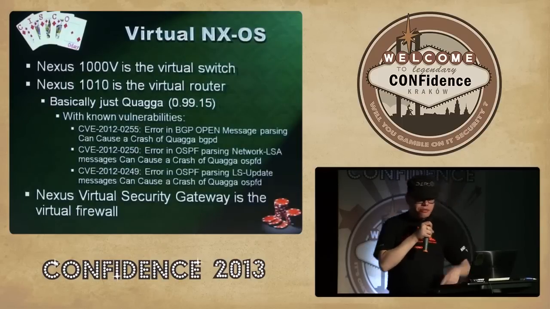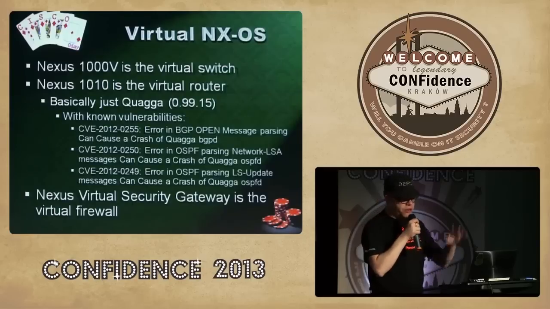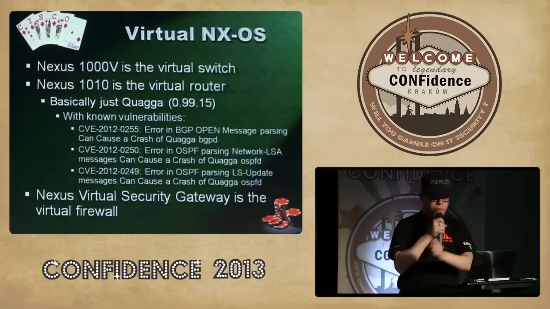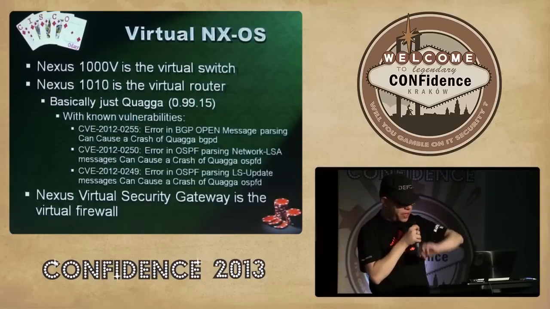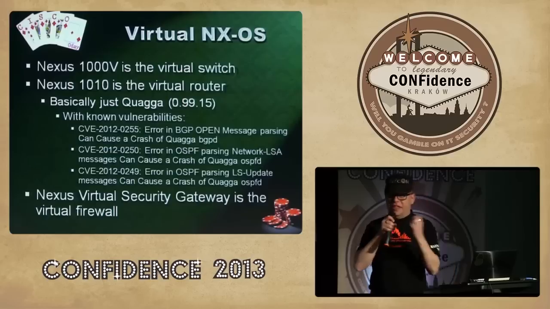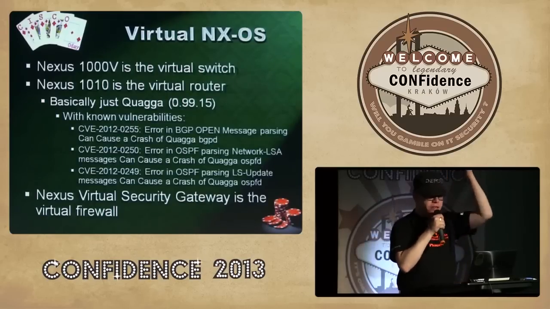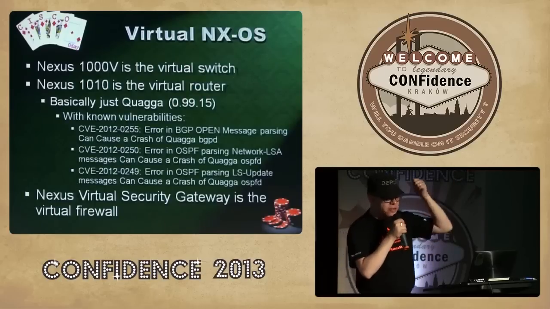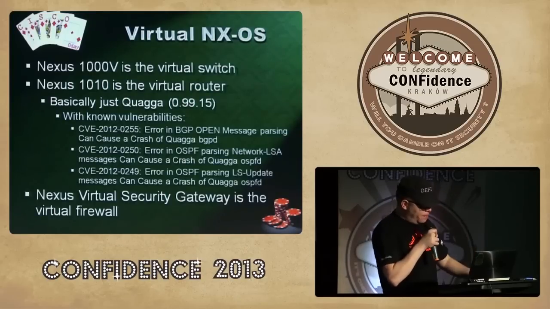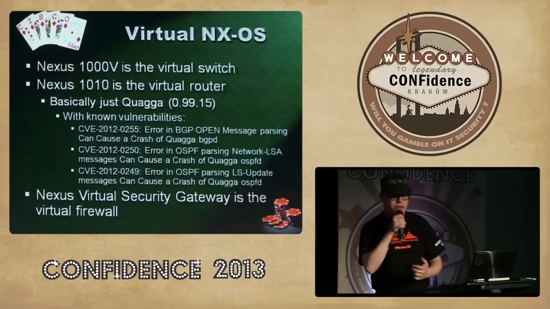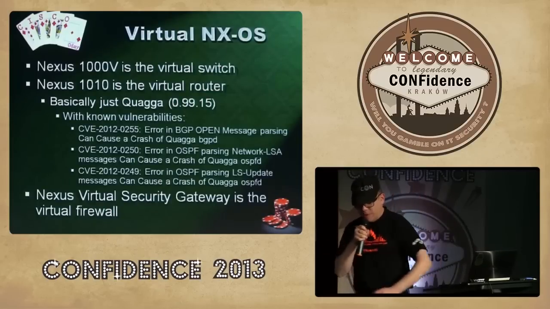Now, there's three different main products that we concern ourselves with. We concern ourselves here primarily with the 1000V switch. This is what I explained before. It's the cloud switch thingy with the VEM and the VSM. But they also have a Nexus 1010 router. The Nexus 1010 router actually contains one single binary that is compiled by Cisco, or at least contains the string Cisco. Everything else is open source. So they probably realized how bad their developers are and just said, whatever we download from the internet cannot be as bad as what we write ourselves.